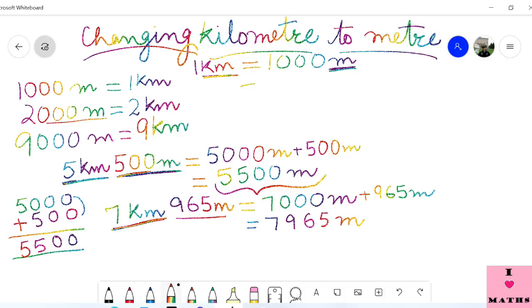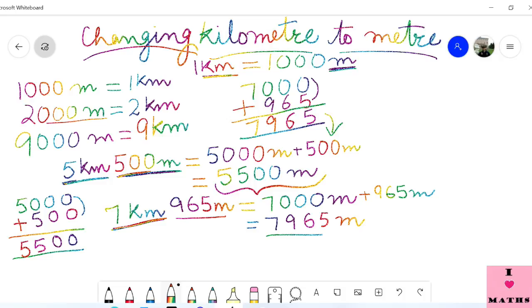I will show it to you. I wrote down 7,000 and then I wrote down 965 and I added it. Now we start from ones place. 5 plus 0 is 5, 0 plus 6 is 6, 0 plus 9 is 9, 7 will come here. So this is 7,965 meters. Okay, now I have to teach you the trick.